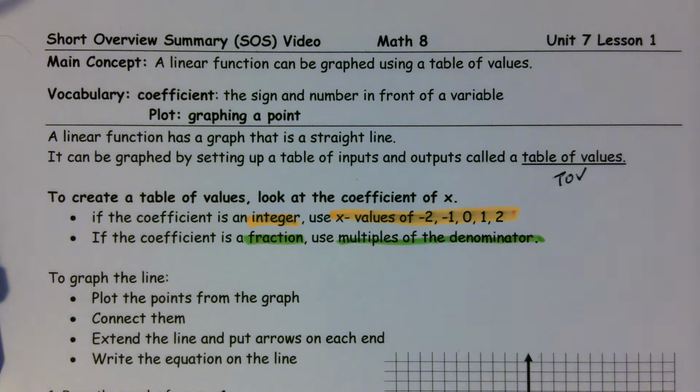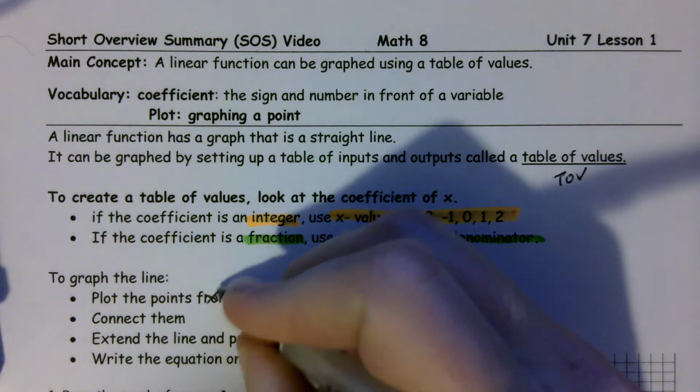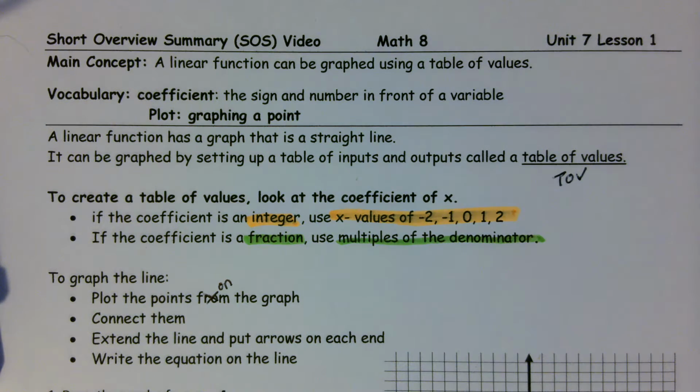When we graph a line, we're going to plot the points onto the graph. So this should be on the graph. We'll connect them. We're going to extend the line and put arrows on each end, because even though we're just plotting a certain number of points, that line will go on forever. There's an infinite amount of points that will be on the line. And finally, we'll write the equation on the line.